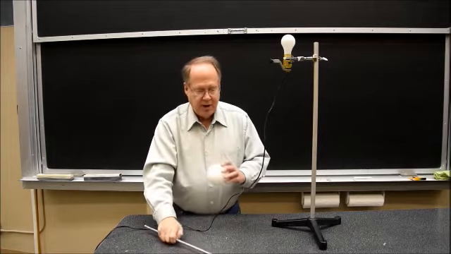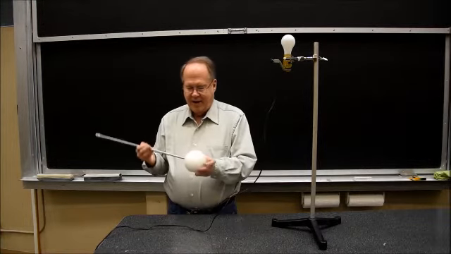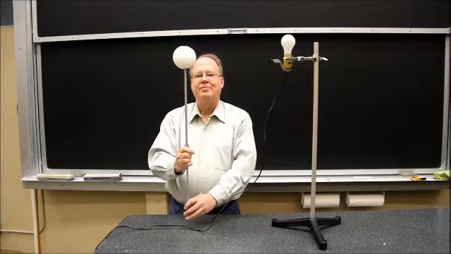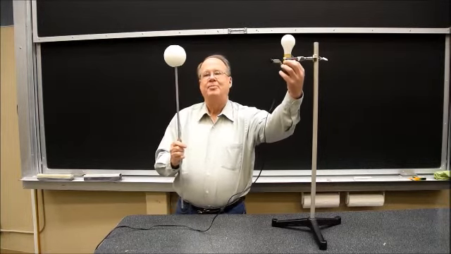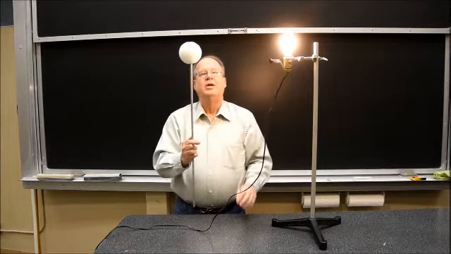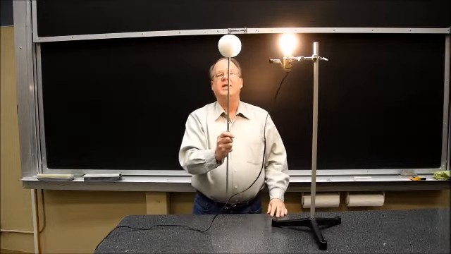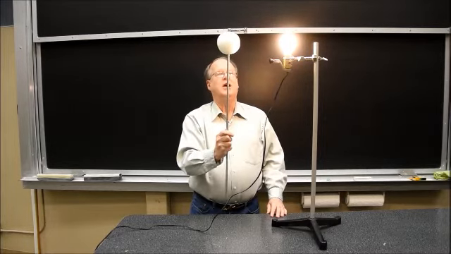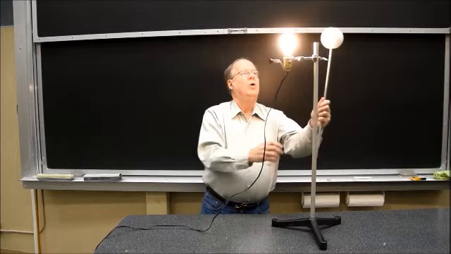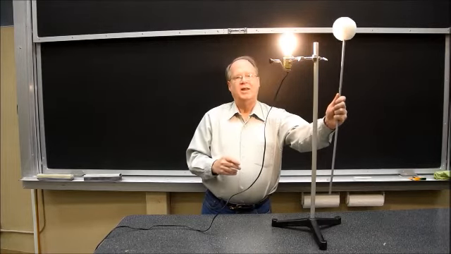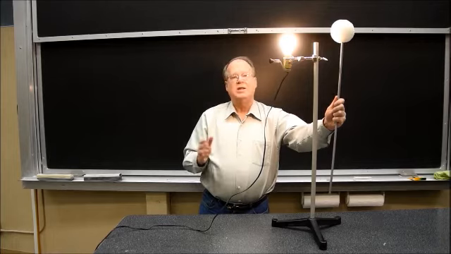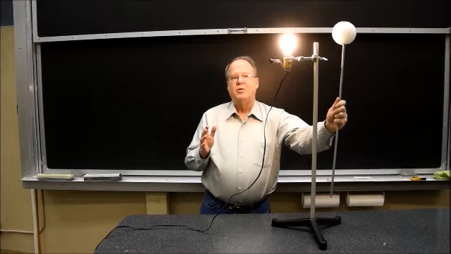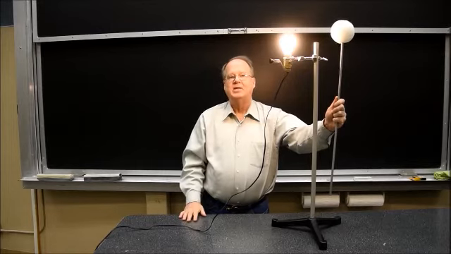The moon is going to be supported at the end of this rod, like so. And so let's turn on the sun. I think you can see that regardless of whether the moon is on one side of the sun or on the other side of the sun, it's the side of the moon that is facing the sun that is illuminated, and the side of the moon that is away from the sun that is in darkness.